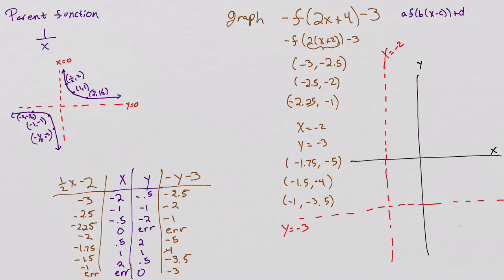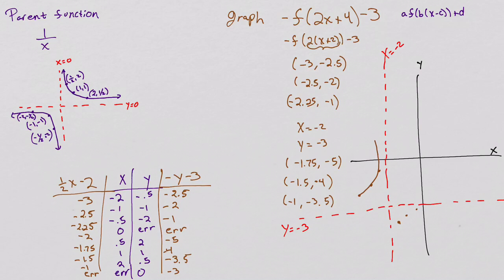We have negative 3, negative 2.5. That's up here. We have negative 2.5 and negative 2. That's here. We have negative 2.25 and negative 1, that's there. Negative 1.75 and negative 5, that's down here. We have a negative 1.5 and a negative 4, and of course then a negative 1 and a negative 3.5.